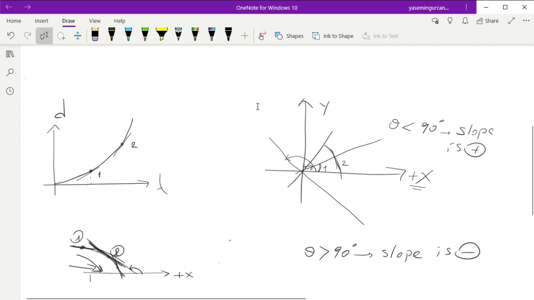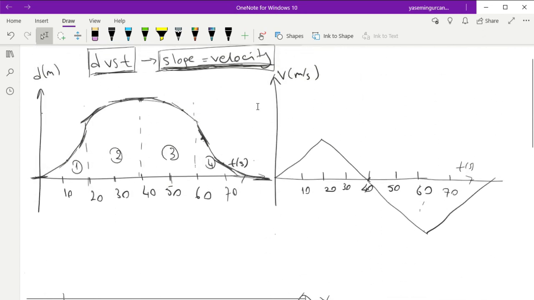Hopefully this makes sense. So when you look at this graph, you hopefully understand when I talk about it that number 1 is the region from 0 to 20. Number 2 is the region from 20 to 40. And number 3 is from 40 to 60.